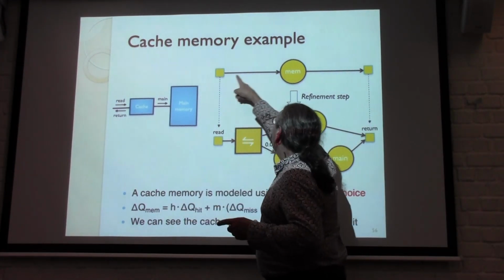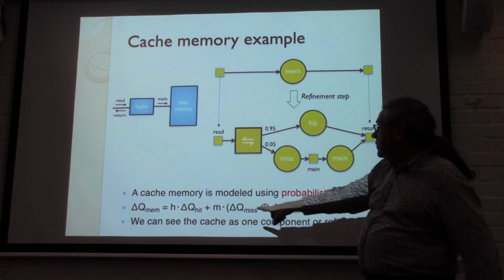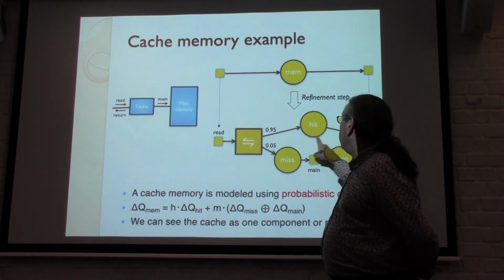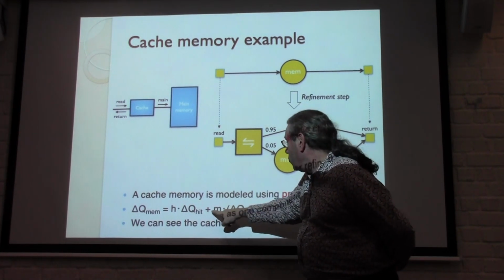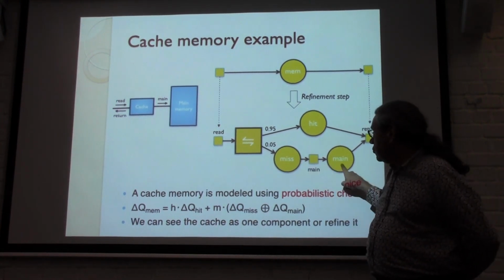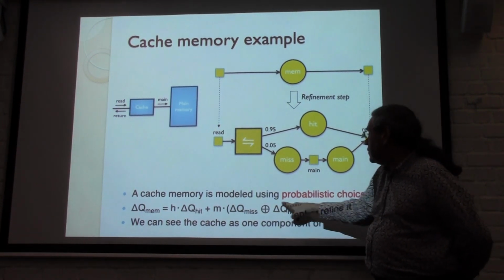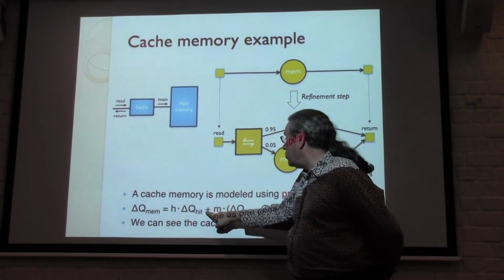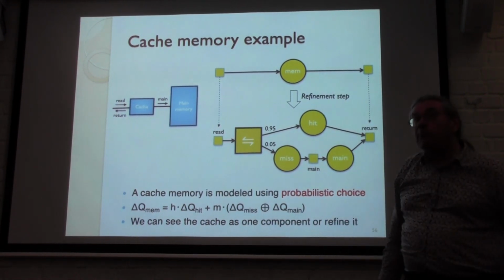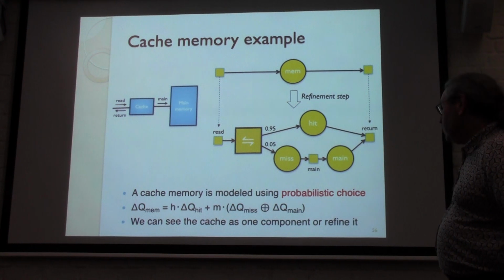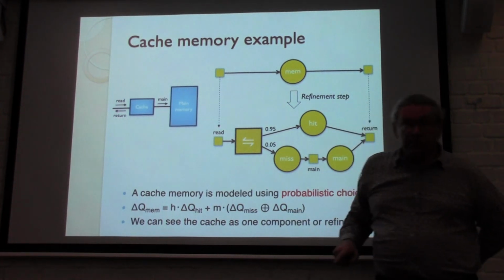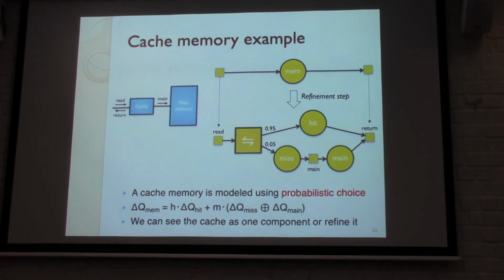The delta Q of this whole system is actually a weighted sum. You take the hit ratio, multiply it by the delta Q of the hit, and add the miss ratio times the delta Q of the miss. Now the miss is a convolution, miss plus main, but this is just an addition, because you're only doing one or the other. So it's actually just a sum of two cumulative distribution functions. So you can actually do this computation, and with this you can predict or design the cache.